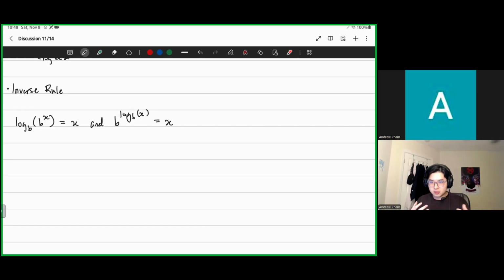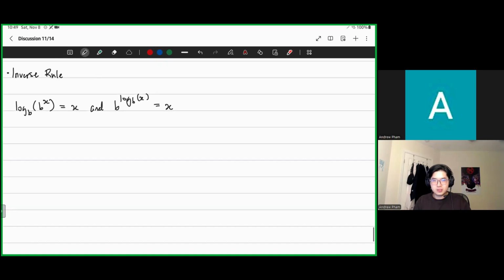As we continue solving exponential and logarithm equations, you're going to be composing both sides of an equation at some point with either an exponential function or a logarithm function to undo the exponential or logarithm and get back the x that we see. It's a special technique that we use to invert and recover our independent variable x. So that's the inverse rule.